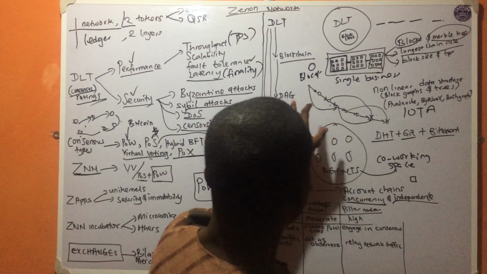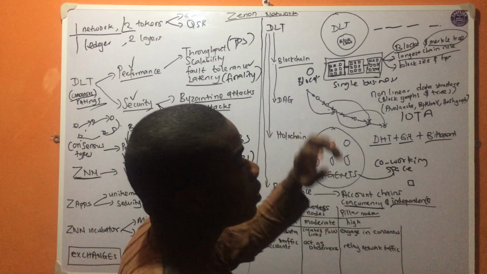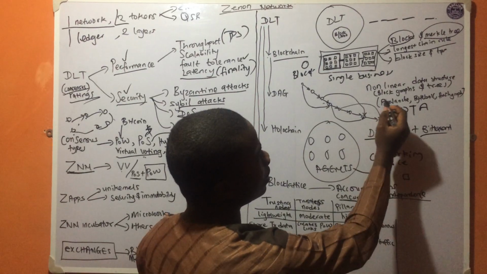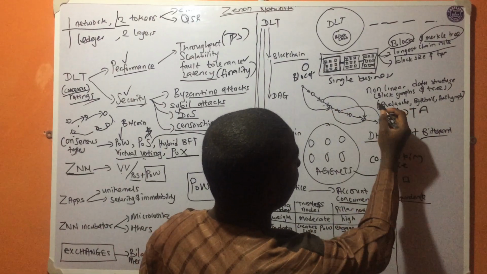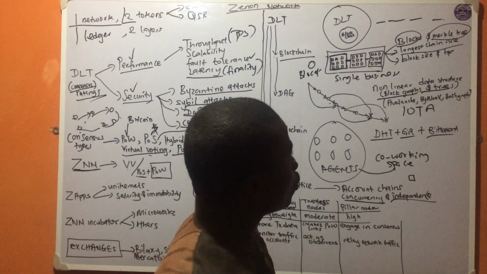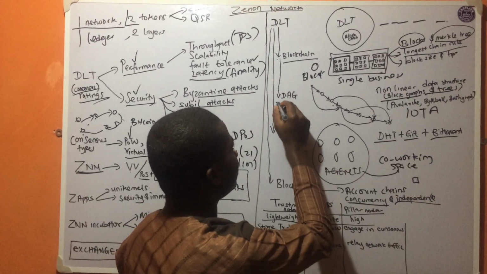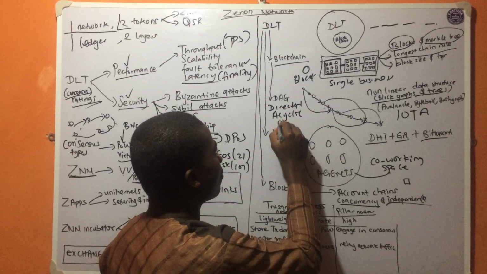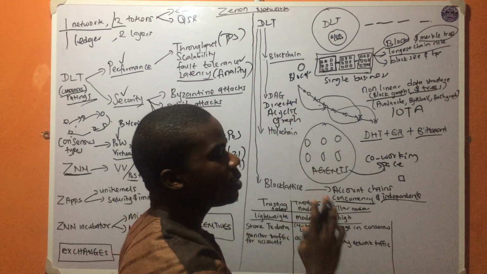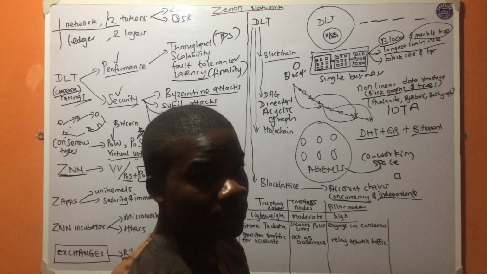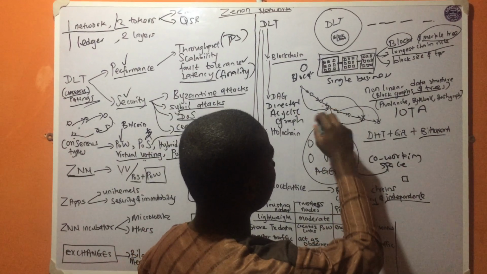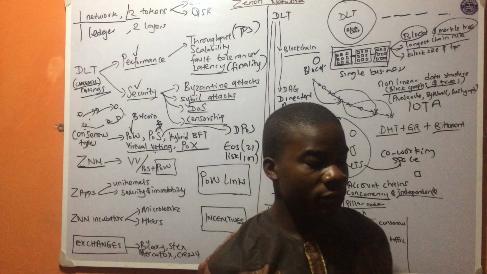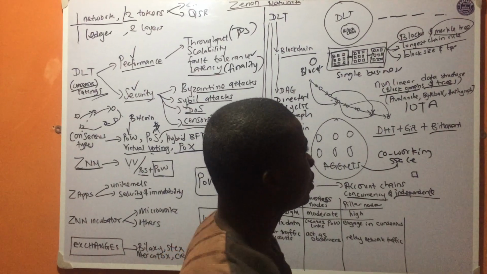The next form of distributed ledger technology is the DAG. The DAG uses what we call block graphs or the tree. DAG stands for directed acyclic graph. So it's a graph that is not cyclical in itself. As you can see, this is not a cycle. It's non-cyclical. And a very good implementation of this distributed ledger technology is IOTA.